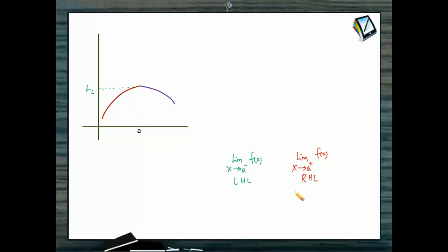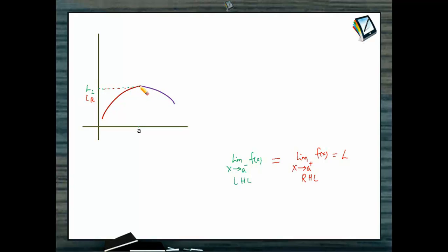So what does it mean? From the right hand side of a also, that is to a value which is more than a, this graph should approach the same value. That means the same point should also act as your LR. The left hand limit should be at the same point as well as the right hand limit should be at the same point. These two must be equal. Then we said this LL value and LR value is the limiting value of the function. Now, the left hand side approachable value and the right hand side approachable value both exist and they both are equal.